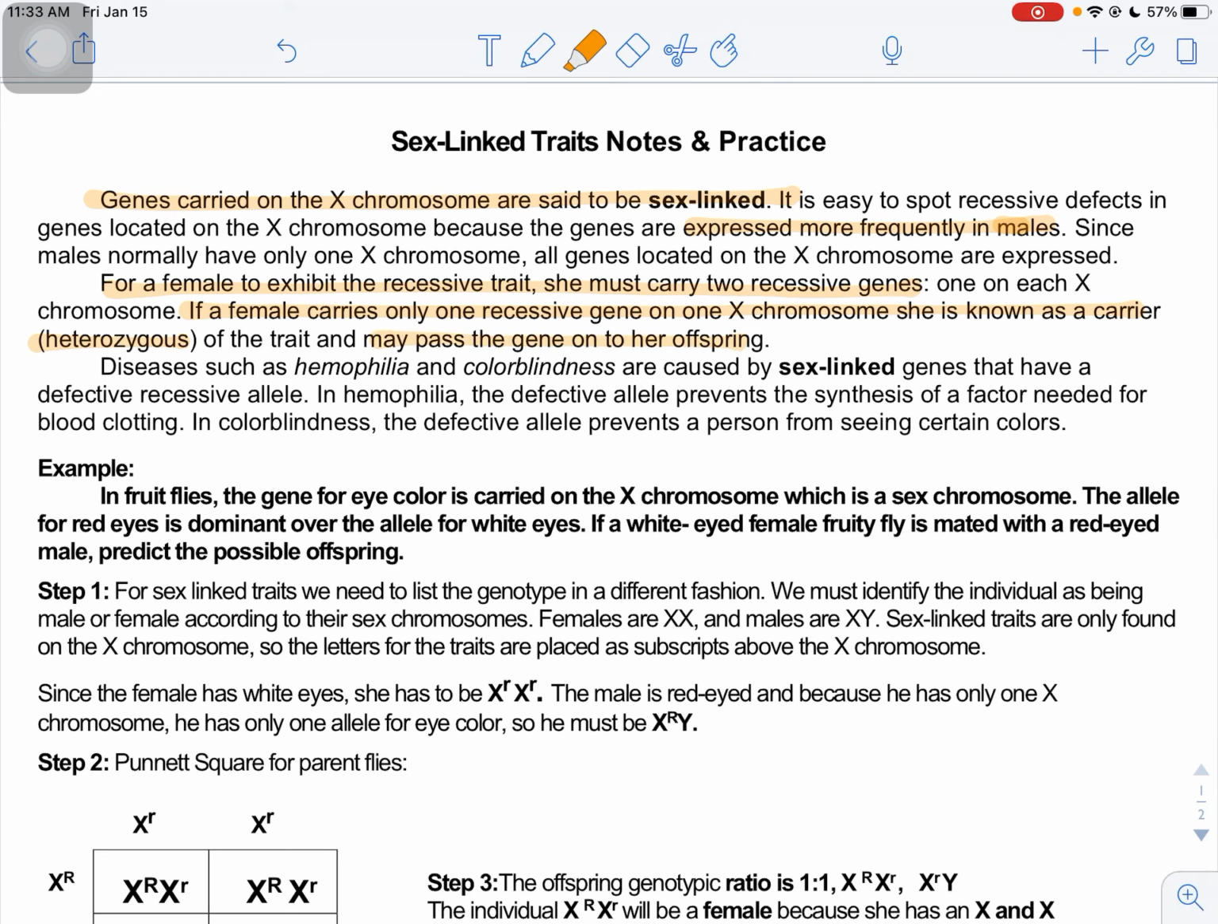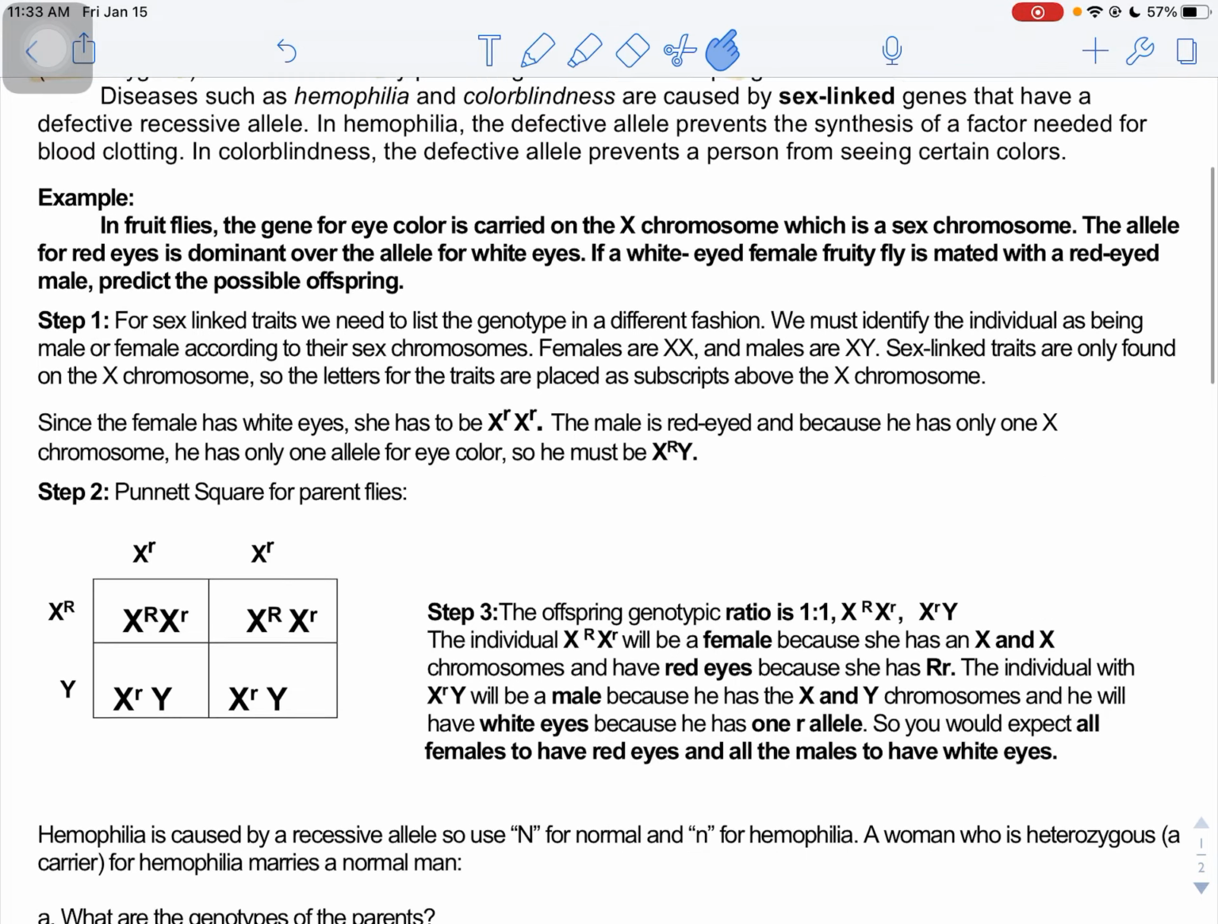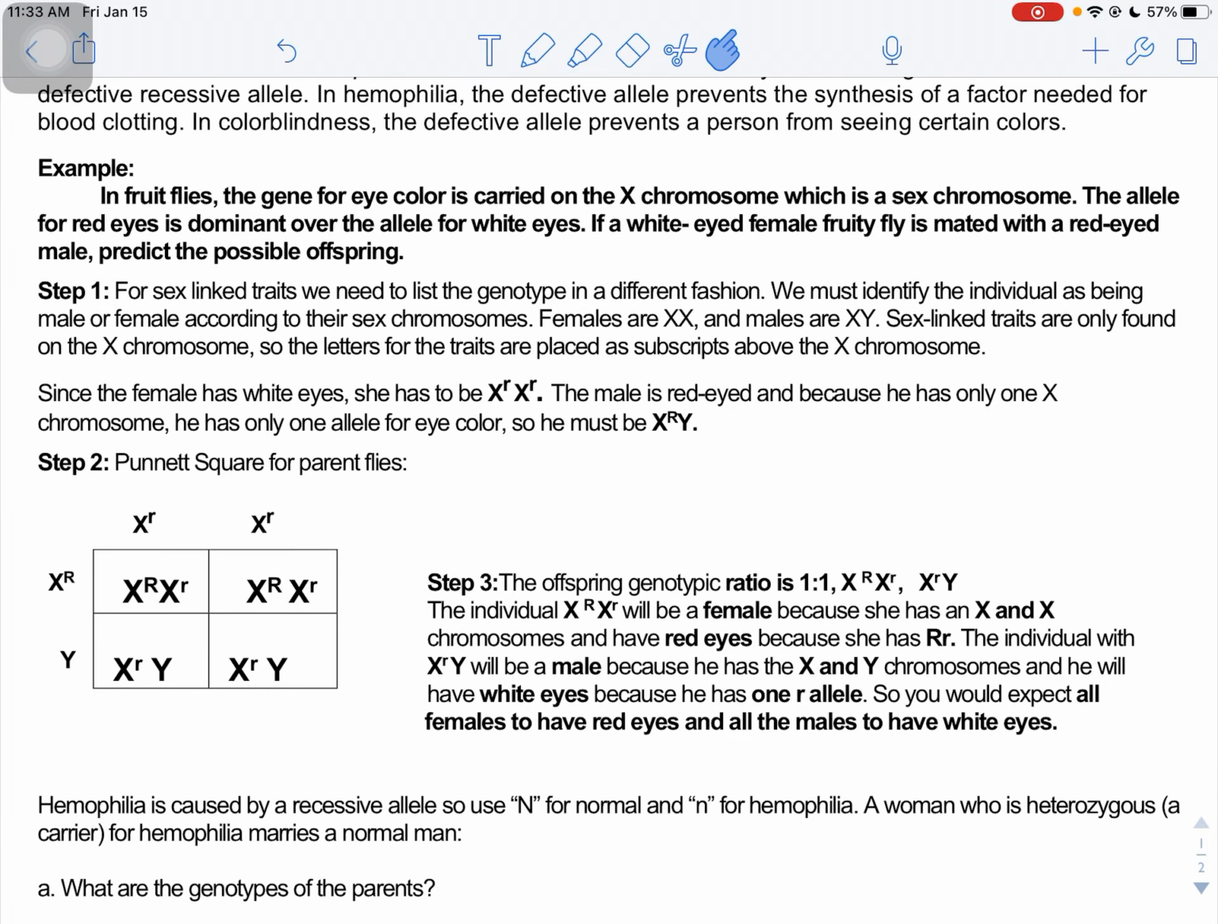Okay? So then down below, you see that there is an example on fruit flies. So I want to touch base on a few of these informational pieces, and then we will work through one that you will be able to refer back to. But you do have all of these steps listed. You're just going to have to make sure and go back and read through this if you're having some confusion.